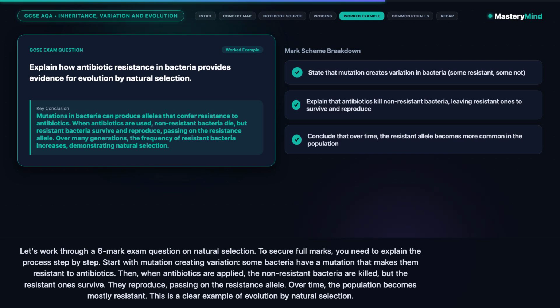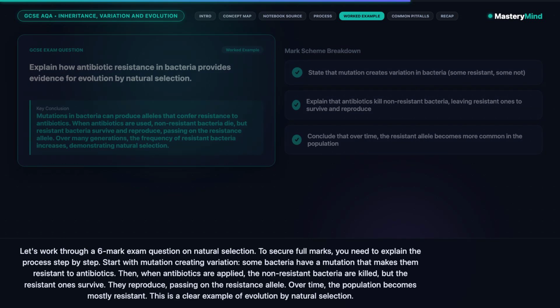They reproduce, passing on the resistance allele. Over time, the population becomes mostly resistant. This is a clear example of evolution by natural selection. Watch out for common pitfalls.